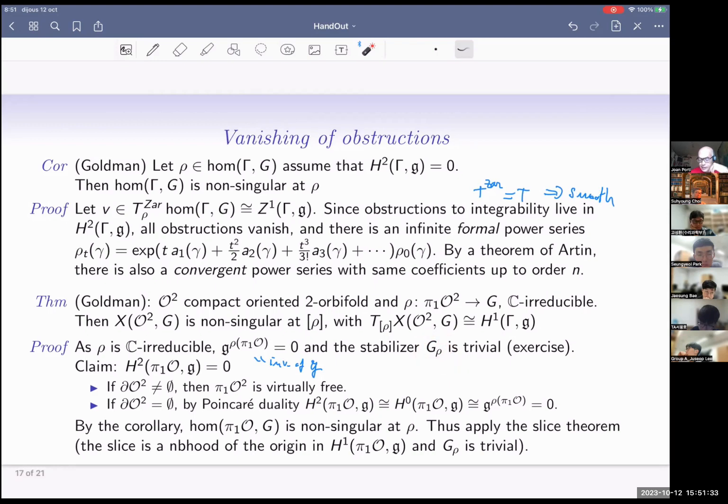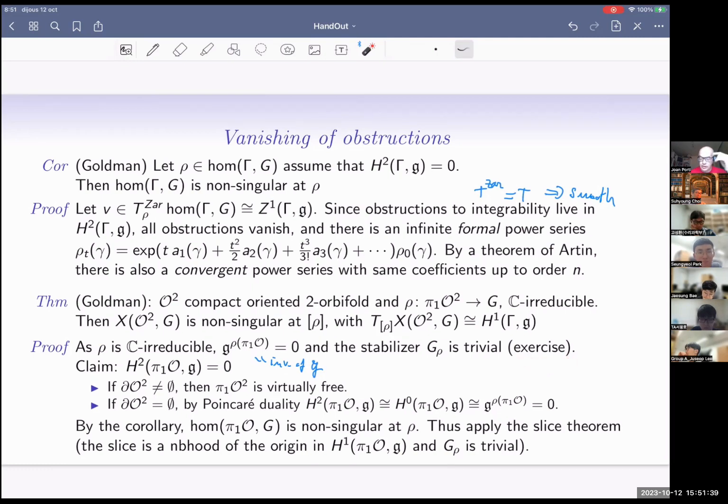I put it as an exercise because I'm lazy, but this is something that you can prove. It's not difficult. It's some standard argument. I will look for a reference for that. So I claim that this cohomology is 0, so that I can apply the previous corollary.